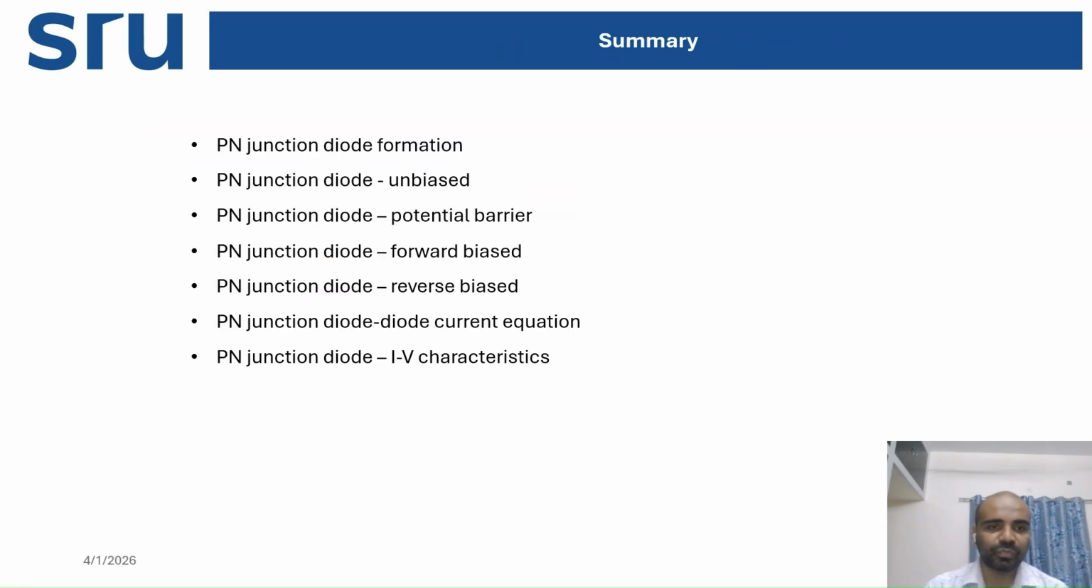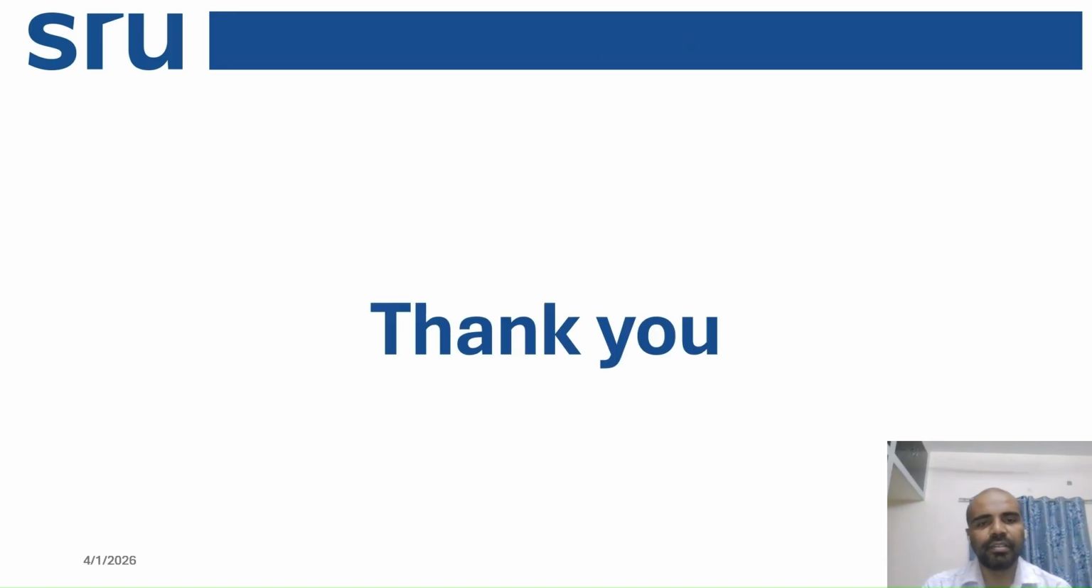Did you get it? So in this lecture we have discussed the formation of the PN junction diode. We have also discussed its biasing conditions, that is forward biasing and reverse biasing. We have also discussed the depletion region and the potential barrier. We have also discussed the forward bias and reverse bias conditions for a PN junction diode. We have also discussed the IV characteristic of a PN junction diode, right? Hope it is clear now. So thank you for your patience.